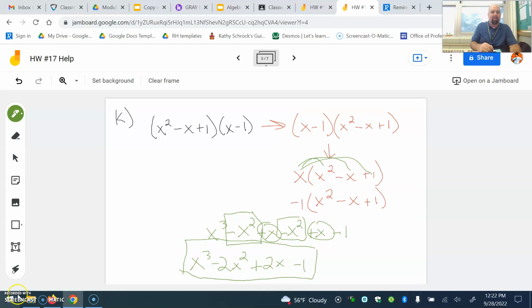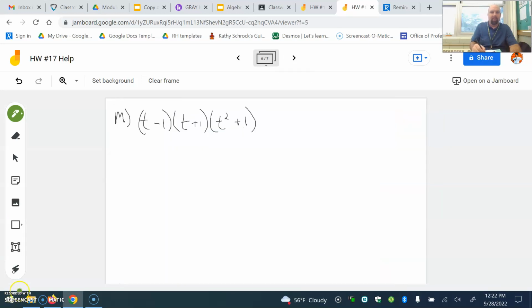Last problem. How am I doing on time here? I'll check it at the end. Okay, this looks a little tricky at first. You're like, geez, Mr. Decker, oh no, what do I do? Real simple. First, we'll multiply the first binomial times the second binomial, and I'll use the double distributive property the quick way. t times t, t squared. t times 1, 1t. -1 times t, -t. And -1 times 1, -1. My like terms are t minus t, so I have t squared minus 1.